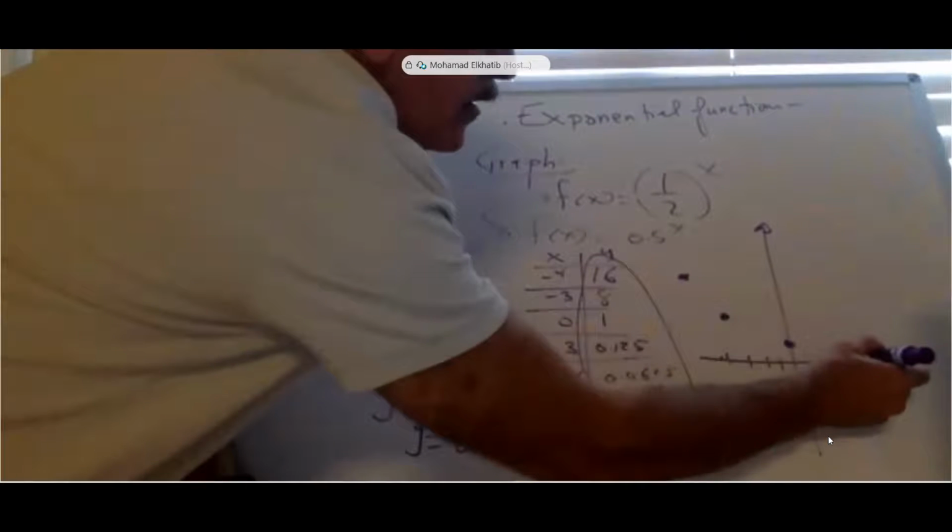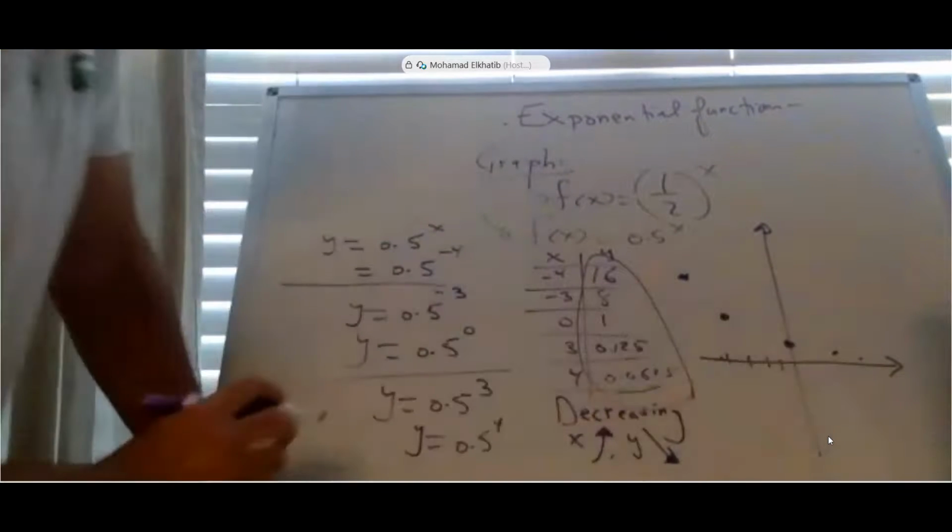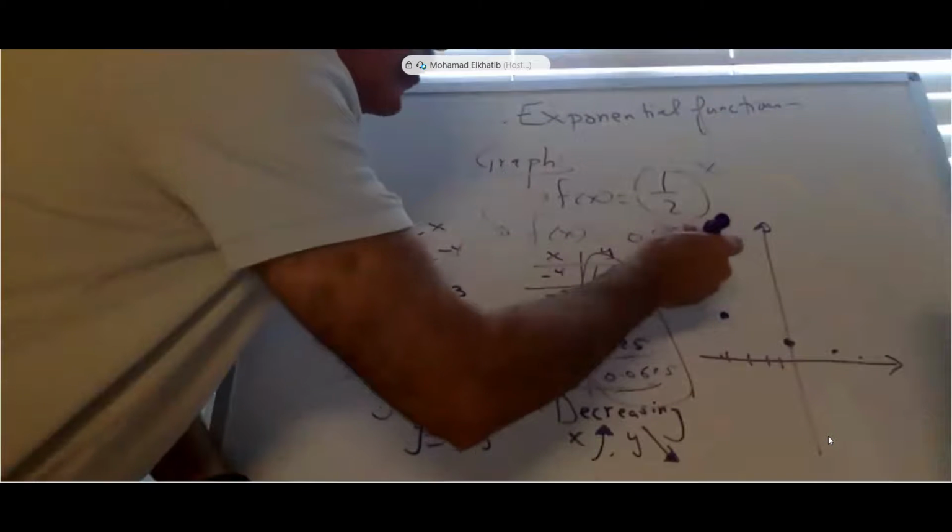4 is even smaller. So you know what? I know what the graph is going to look like. I don't need to make any more points. It's going to go like this.